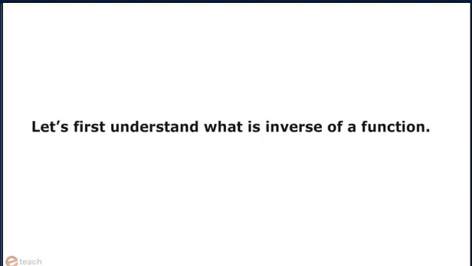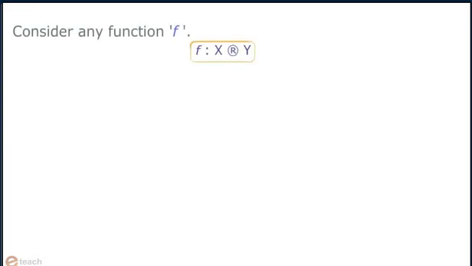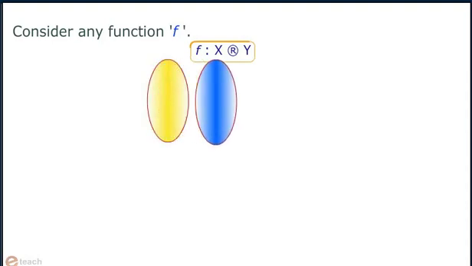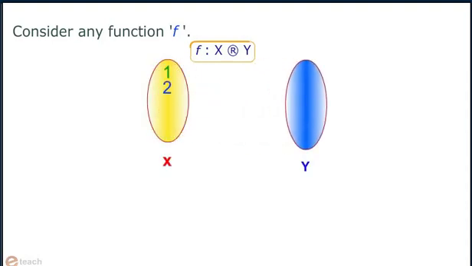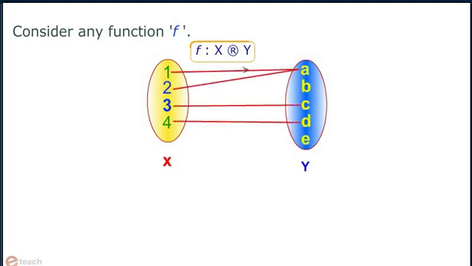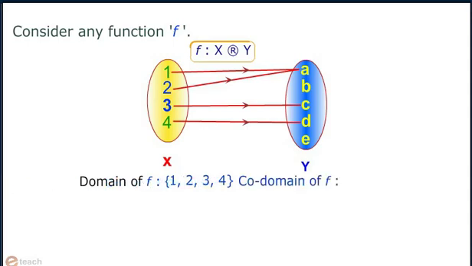Let us first understand what is inverse of a function. Consider any function f defined from X to Y such that the set X contains 1, 2, 3, 4 and the set Y contains a, b, c, d and e as their elements. Domain of f is 1, 2, 3, 4 and codomain of f is a, b, c, d, e.